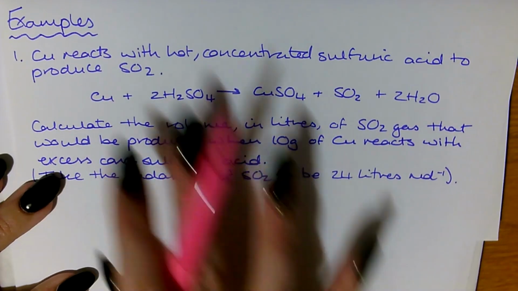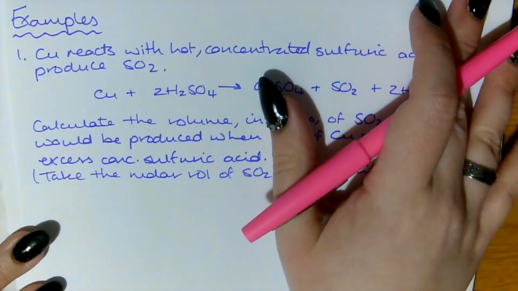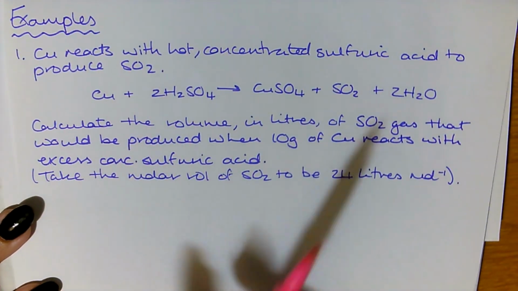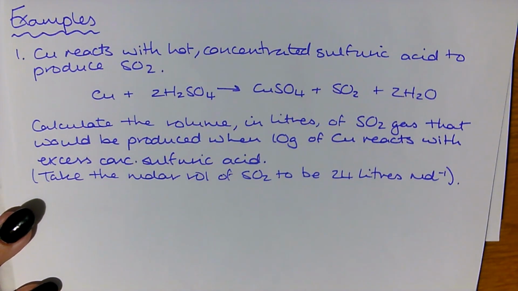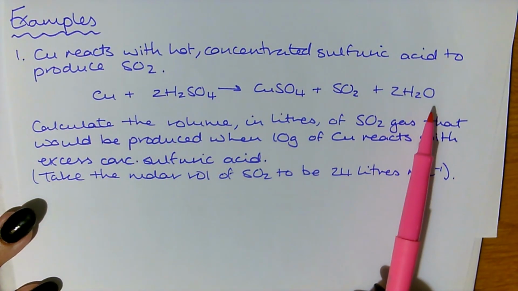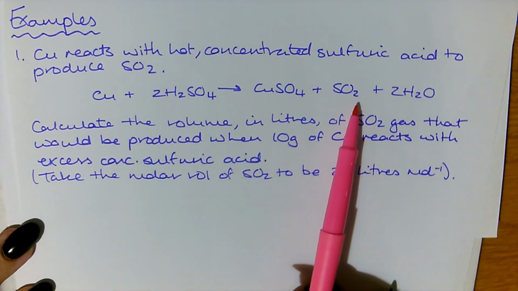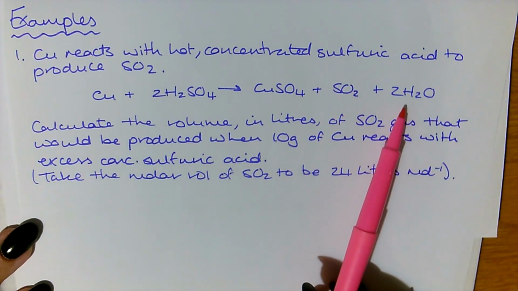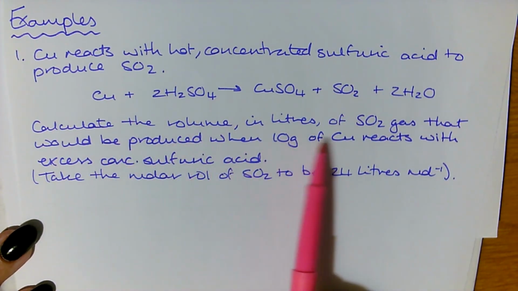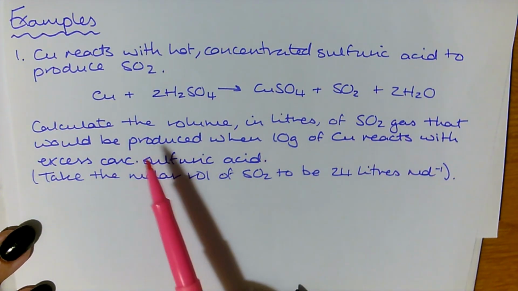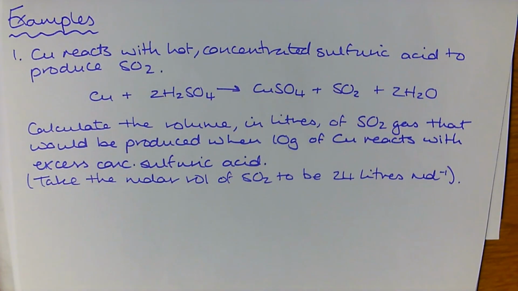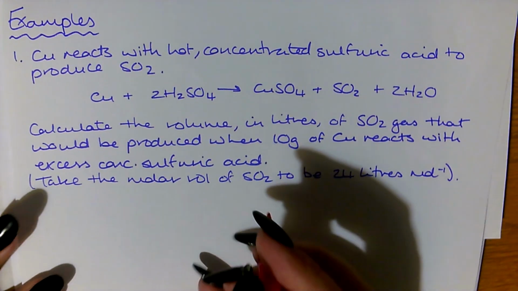So here we have an example of a molar volume question worth 2 marks. It says copper reacts with hot concentrated sulfuric acid to produce sulfur dioxide, and here we have our balanced equation. We've got copper plus sulfuric acid giving us copper sulfate, sulfur dioxide and water. It says calculate the volume in litres of sulfur dioxide gas that would be produced when 10 grams of copper reacts with excess concentrated sulfuric acid, and it says take the molar volume of sulfur dioxide to be 24 litres per mole.